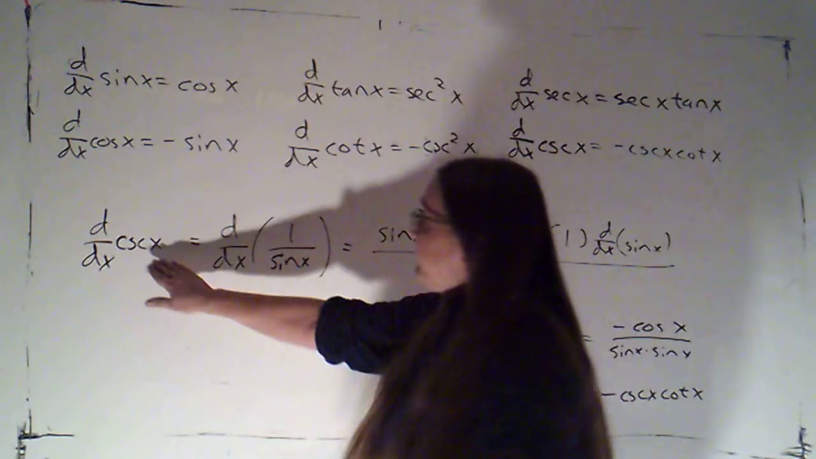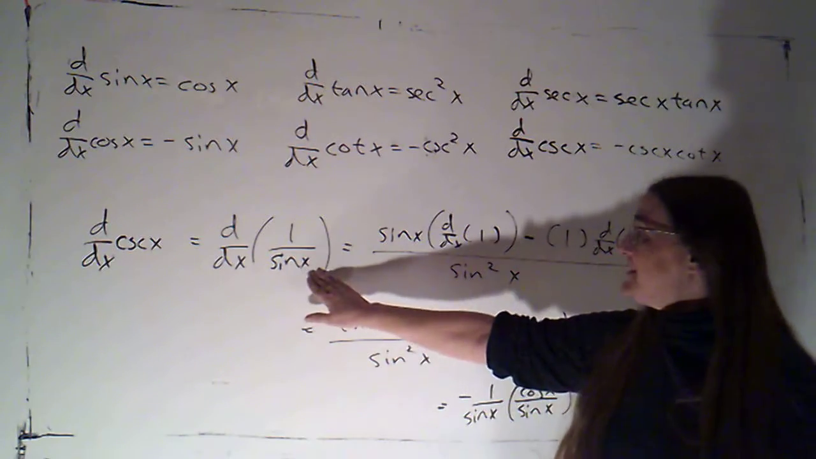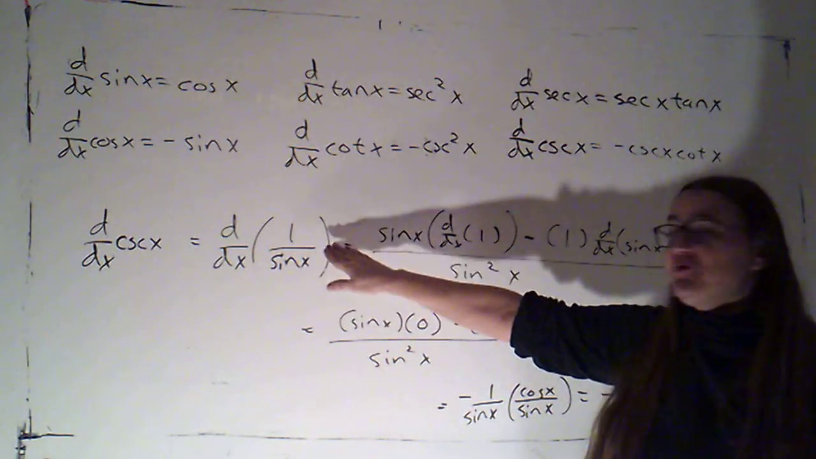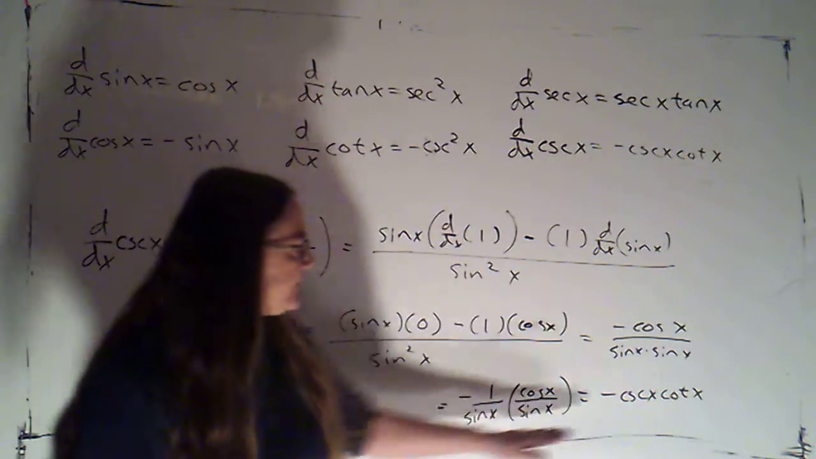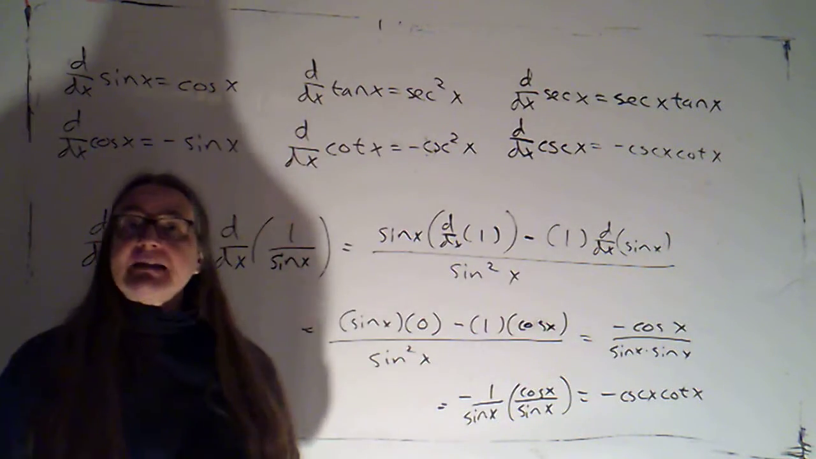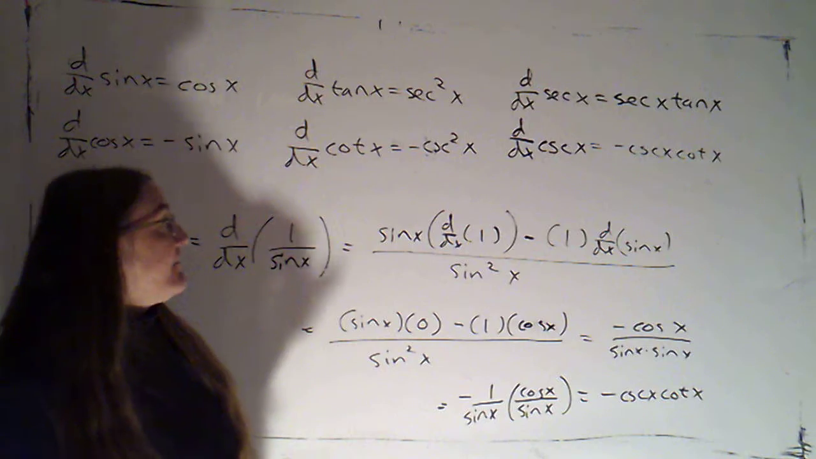To get the derivative of cosecant, we write it as the reciprocal of sine, and then we can use quotient rule. I've got the work written out here. The result of that is negative cosecant of x times cotangent of x.